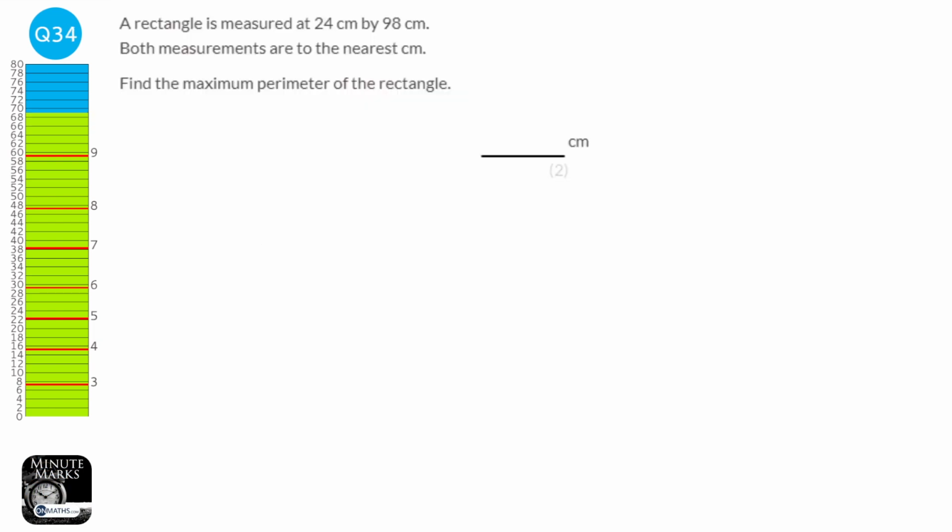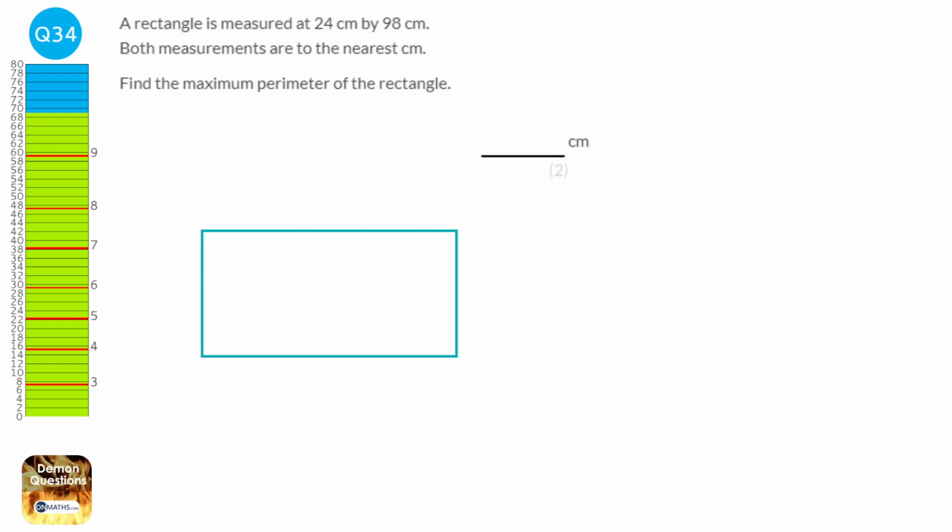If we draw out this rectangle, we can go through the distances one by one and find out what they have to be to maximize the perimeter of the rectangle. Now, perimeter is obviously the distance around the rectangle. So we're going to start off with the 24 centimeters. So the biggest it could be before it rounds to 25 is 24.5. And so these are both going to be 24.5. 98 centimeters, well, the maximum that could be is 98.5.